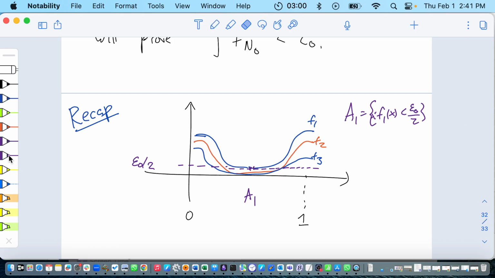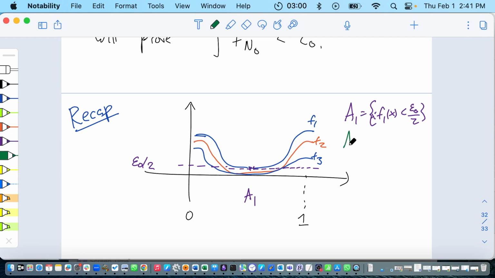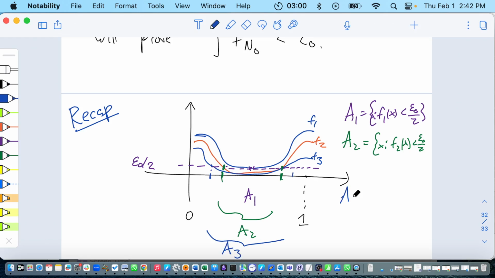I should fix the colors here. Well, let's get a new color. Let's do green. Oh, that's a nice color. Okay, A2 is where f2 is less than epsilon naught over 2. And that's a bigger set. So f2 going from here to there. That's A2. It's a bigger set. A2 all the way from here to here. And then A3 is even bigger. That's this one. From here to there. A3. And that's where f3 is less than epsilon naught over 2.